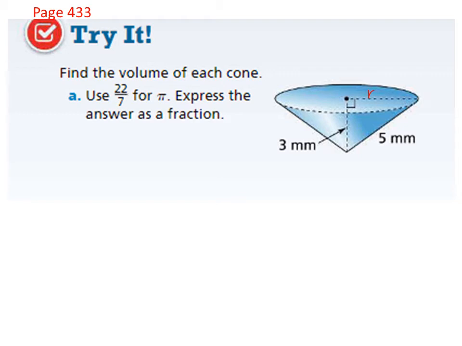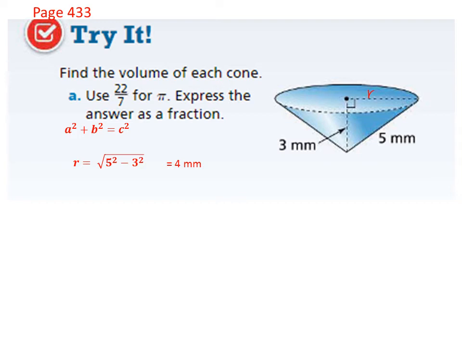Of course, we have a right angle triangle here. So remember the Pythagorean theorem, a squared plus b squared equals c squared. Now, how to find r? Of course, r here is a leg. So r equals square root of 5 squared minus 3 squared. 5 squared is 25 minus 3 squared is 9. 25 minus 9 is 16. So the positive square root of 16 is 4. So the radius length here is 4 millimeters.